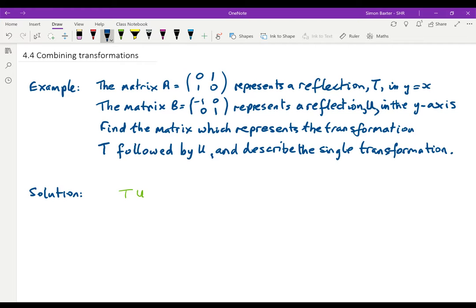T followed by U looks as though we should write down T followed by U. That, I'm afraid, is wrong. Let me try and explain why. If I want to do T followed by U, let's suppose we start with the point 3, 4. T is multiplication by the matrix A. So doing T first, I do A times 3, 4. So that is doing T. Then I want to do U. U is multiplying by the matrix B.